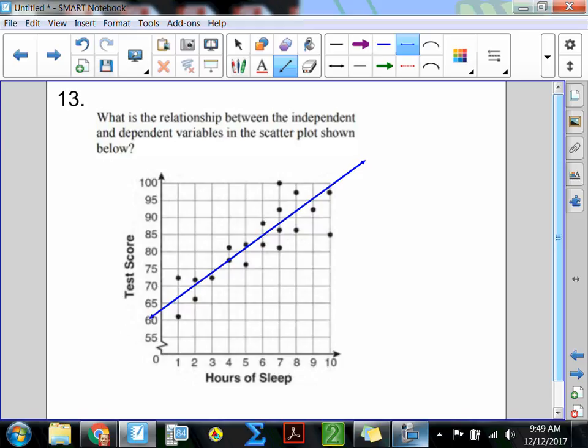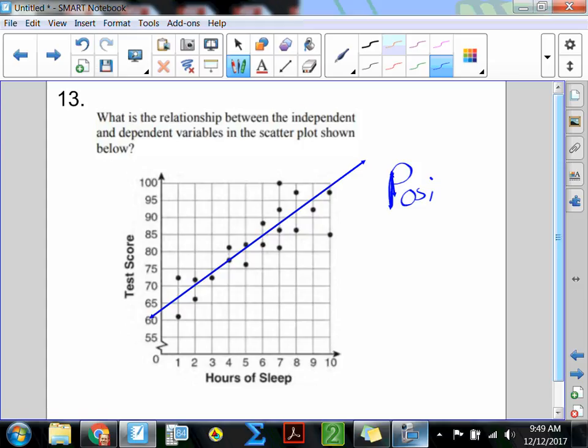I guess that'd only be to some point, because if you slept like 18 hours a day, you probably would not have good test scores. But for this graph, it's going upwards, so let's try to write here. We have a positive slope, a positive correlation.